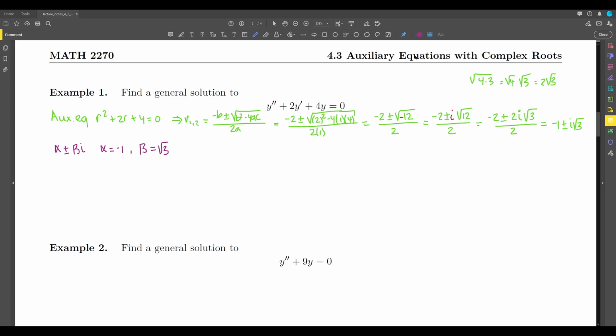Okay, so once we have that, we're going to look at the general solution. y of t equals c1 e to the power alpha t cosine beta t plus c2 e to the power alpha t sine of beta t. So I have alpha here, beta here, alpha here, and then beta here, and we plug in our two values.